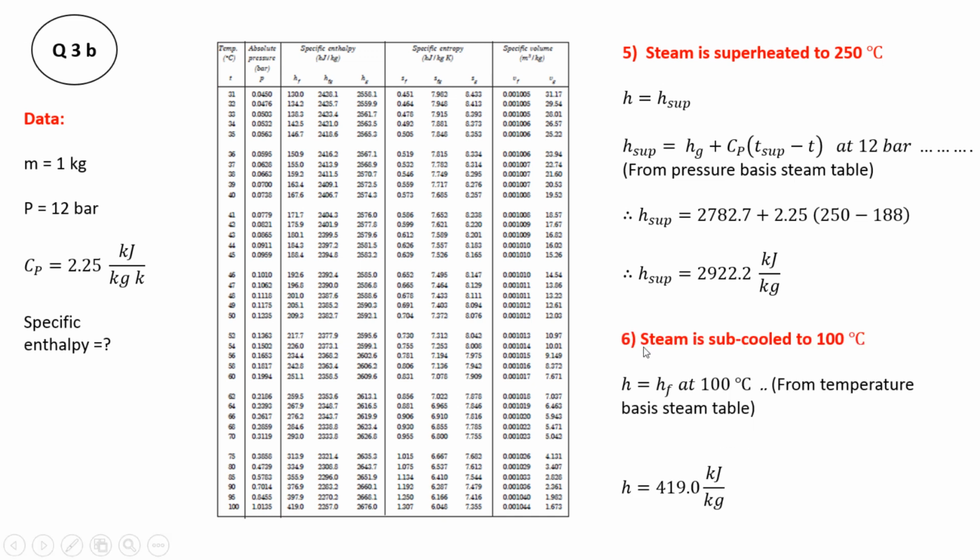So in the next case the steam is subcooled to 100 degree centigrade. So H is equal to Hf, because on the subcooling line it is a saturated liquid, so it is Hf at 100 degree centigrade. So from the steam table at 100 degree centigrade Hf is 419 kilojoule per kg from temperature basis steam table. So here it is a temperature basis steam table. So in this way we can find out the properties of steam, that is in this particular case it is the specific enthalpy using the steam table.